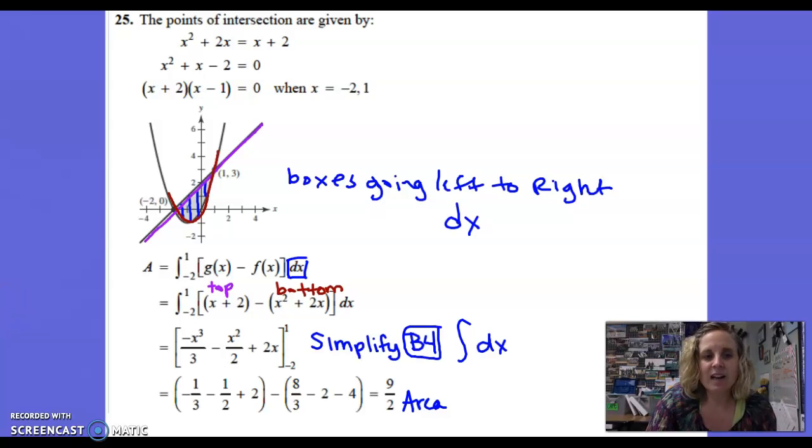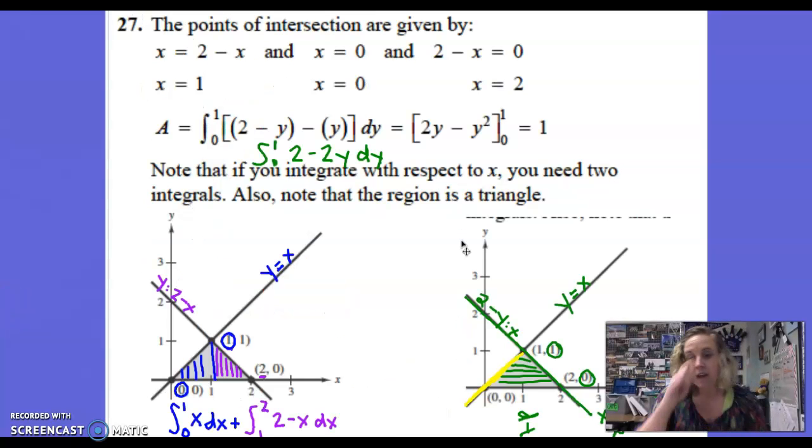So now looking at a dy value, here I have this problem done in two different ways. Number 27, we have these two really basic functions, y equals x is the increasing function and y equals 2 minus x is the decreasing function. If we are to do this problem as a dx function, where we're using x as our home base, we would need to do two separate integrals.